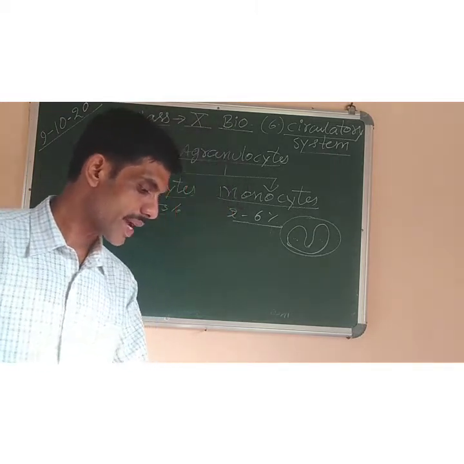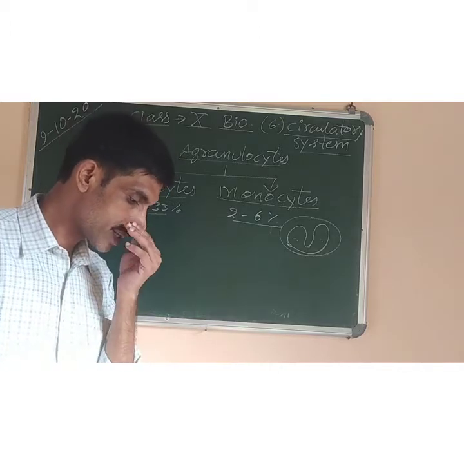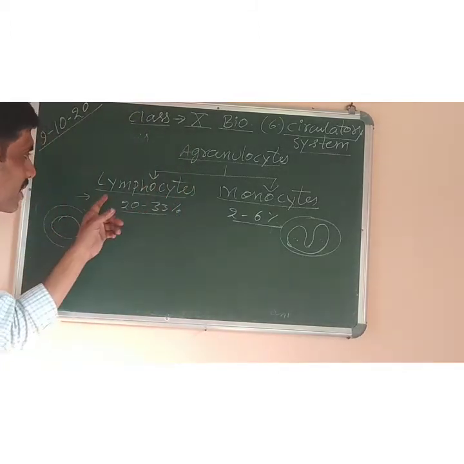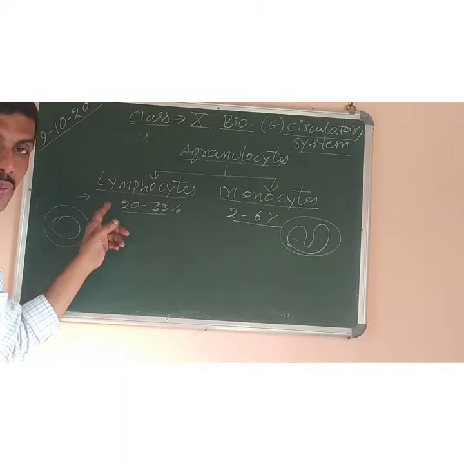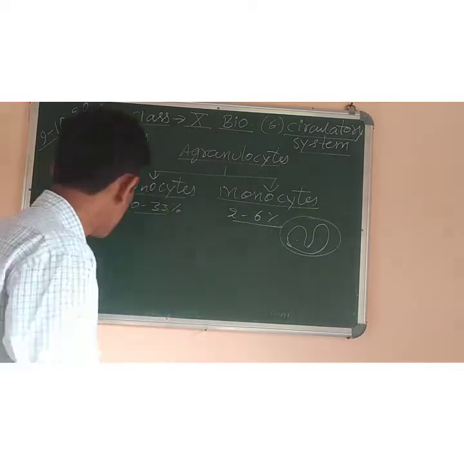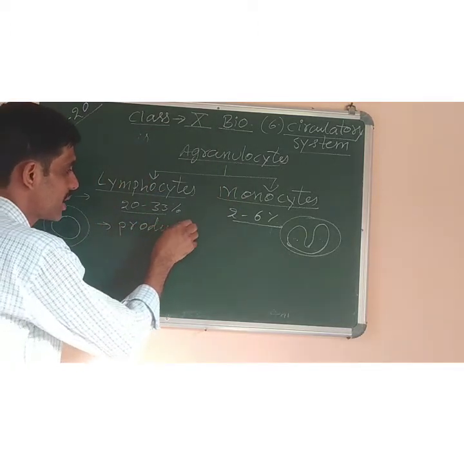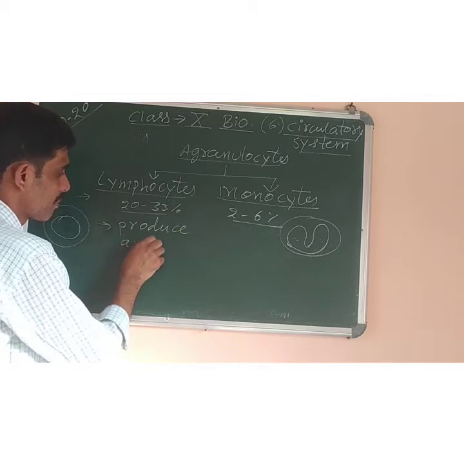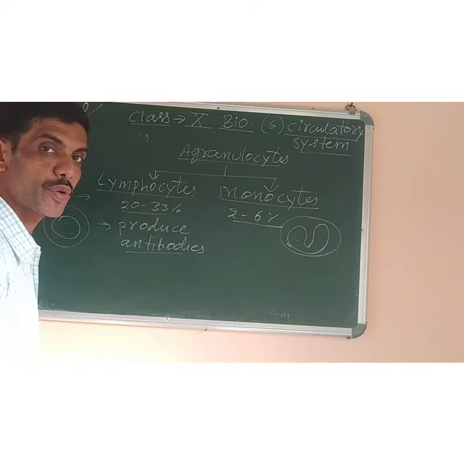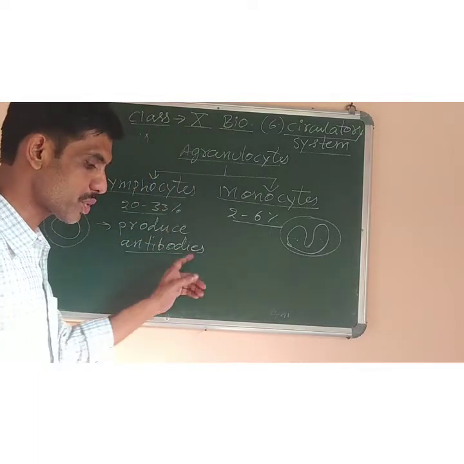Then lymphocytes have the largest round nucleus with a depth, and they remain in the bloodstream for a very short time. The function of lymphocytes is to produce antibodies. Okay, so what is the function? Produce antibodies. Like this you can learn easily. They produce antibodies, and this way they help to provide immunity to our body.